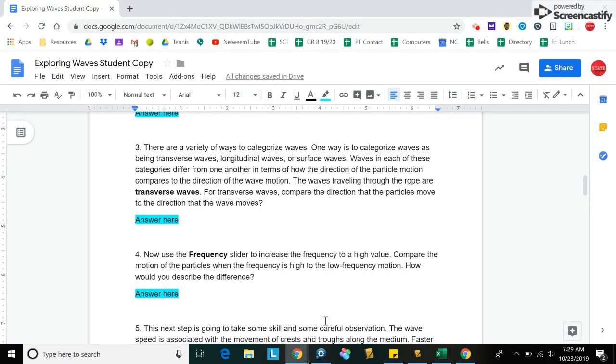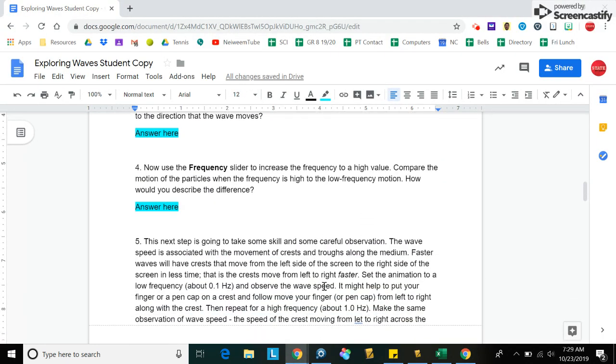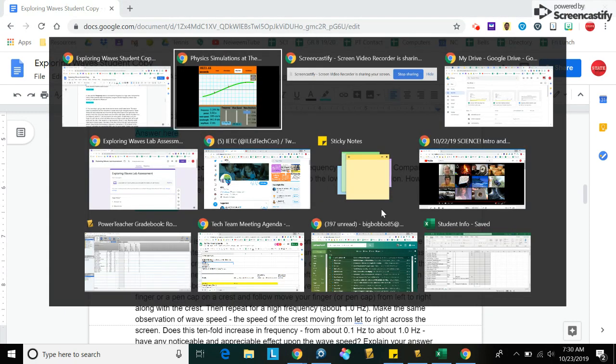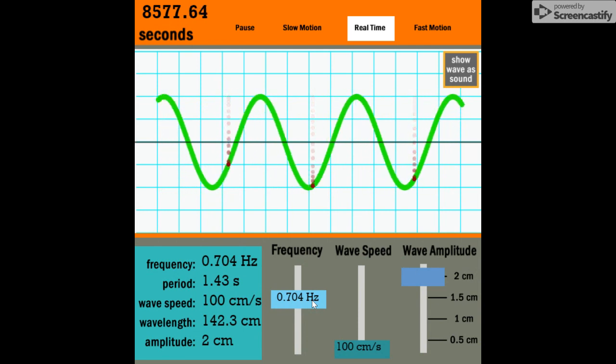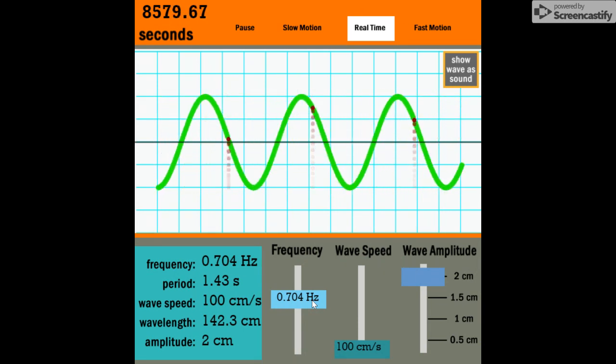Okay. Now use the frequency slider to increase the frequency to a high value. Compare the motion of the particles when the frequency is high to the low frequency motion. How would you describe the difference? So you're just taking your frequency meter and going to something high. Okay. How does it compare?